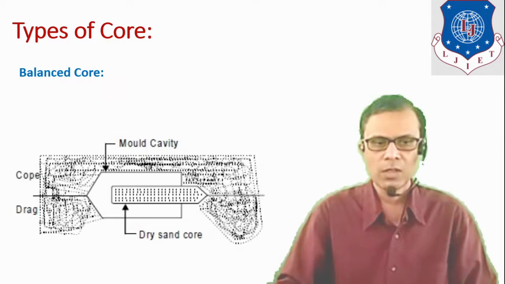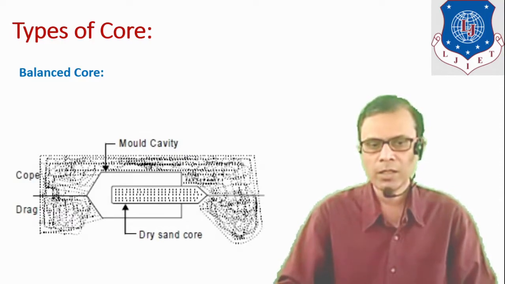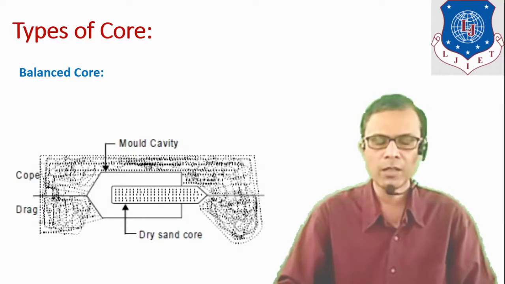A balanced core can be used in combination with a core print, and a core print is an element which can be used to support a core as it remains overhanging at the other end. It is necessary that it should be properly supported at the other end.